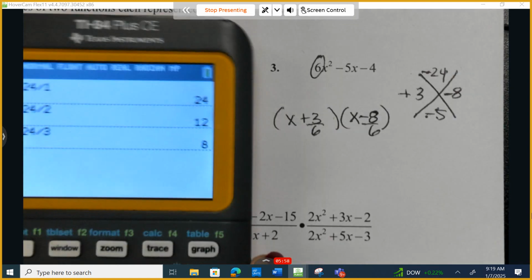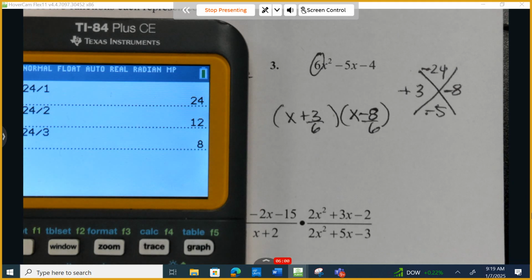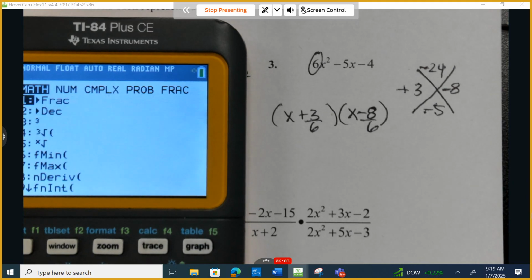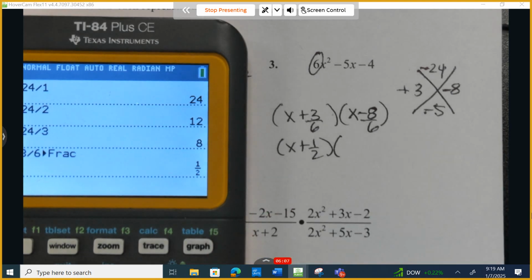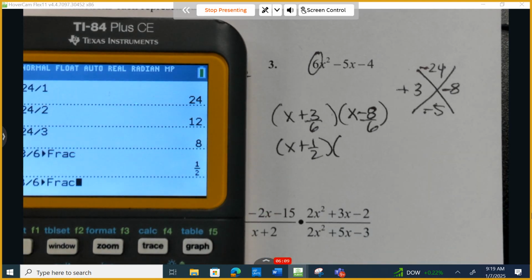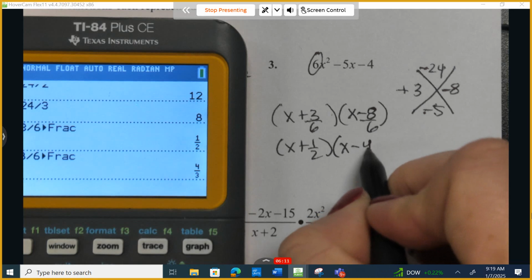Now, if you can simplify in your mind, it's going to speed it up. If not, you're going to go 3 divided by 6, math fraction, enter, x plus 1/2, and then 8 divided by 6, math fraction, enter, and x minus 4/3.